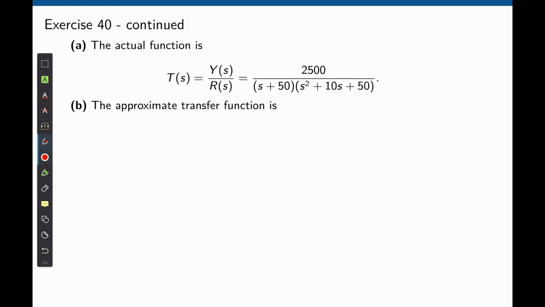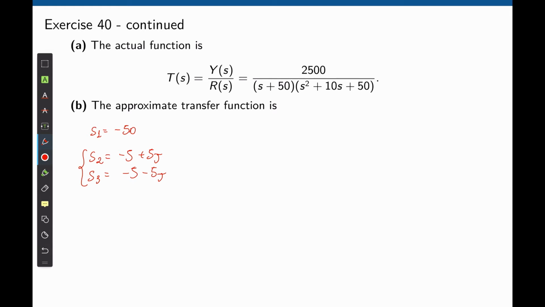The poles of this transfer function are s1 equals to negative 50, which corresponds to the real pole here, and s2 equals to negative 5 plus 5j, s3 equals to negative 5 minus 5j. s2 and s3 are the complex poles that come from this part of the denominator.